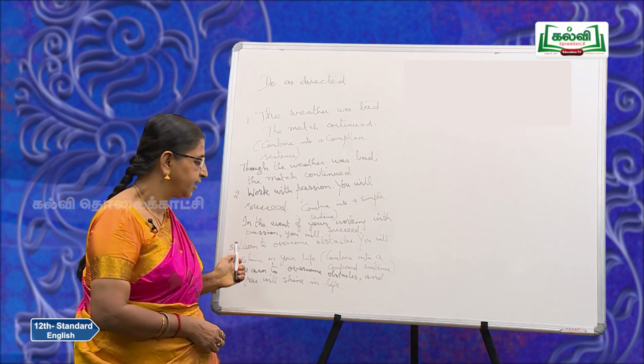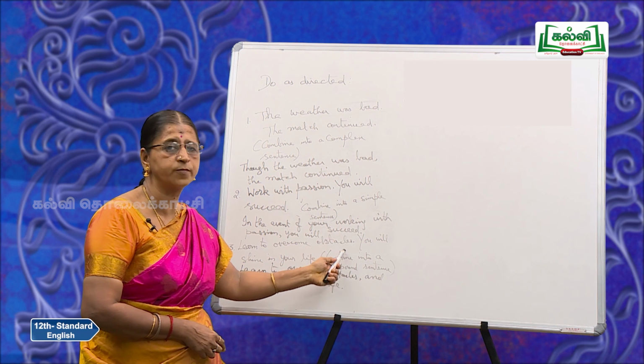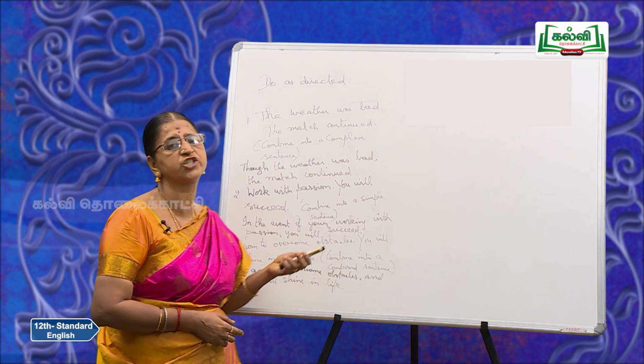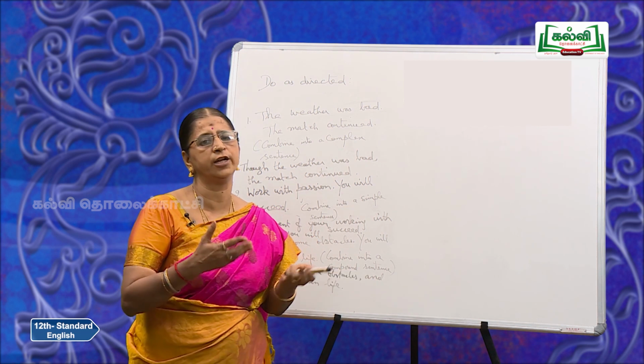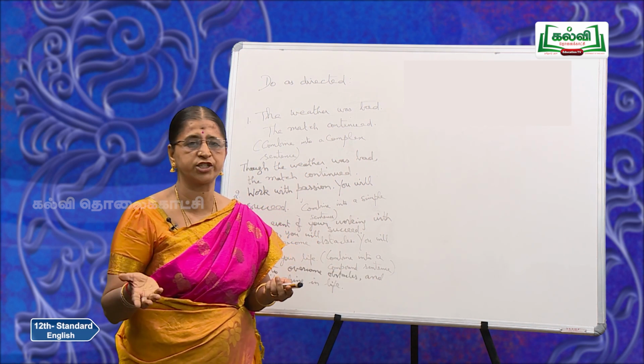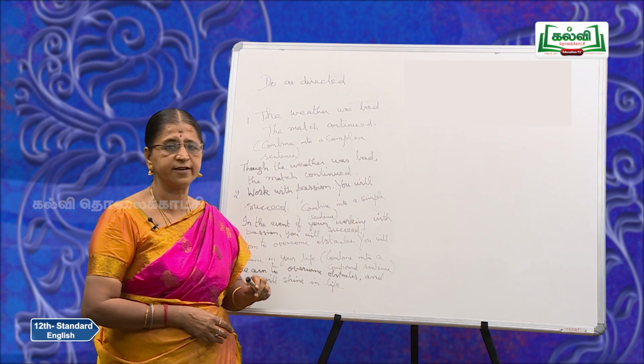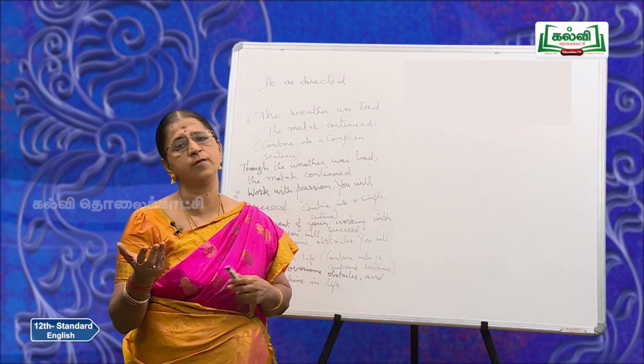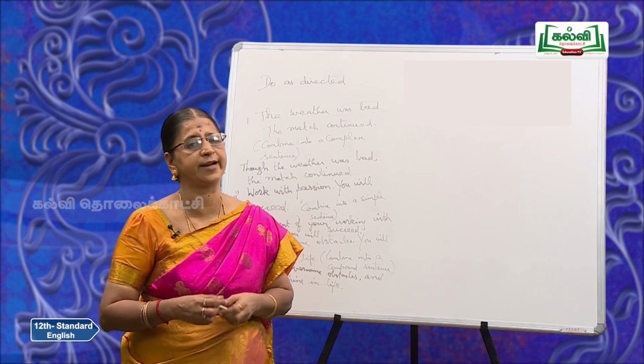Then complex: if you learn to overcome obstacles in your life, you will shine. Or if you learn to overcome obstacles, you will shine in your life. So that is your complex sentence. So any sentence, you could rewrite it into the other two forms. Once again, like a game, you could try these.